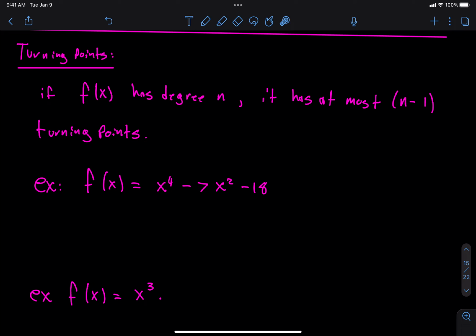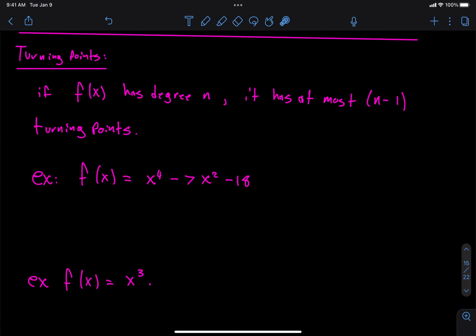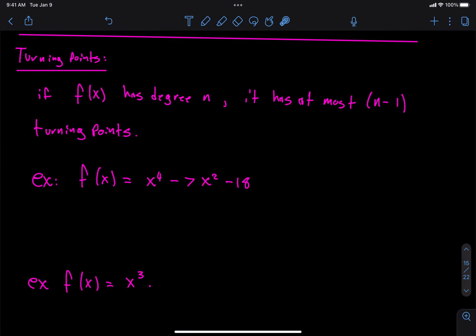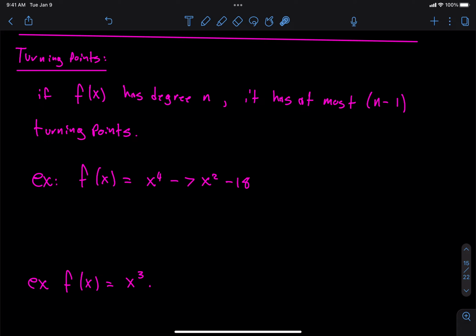Okay, so this is not really algebraic or analytical, but it's really just a graphical statement, okay, which says something about the graph of a polynomial. So what does it say? It says if our polynomial has degree n, then it has at most n minus 1 turning points. Okay, it has at most n minus 1 turning points.